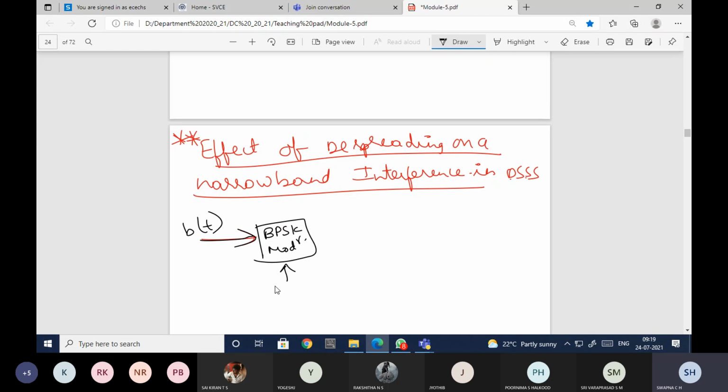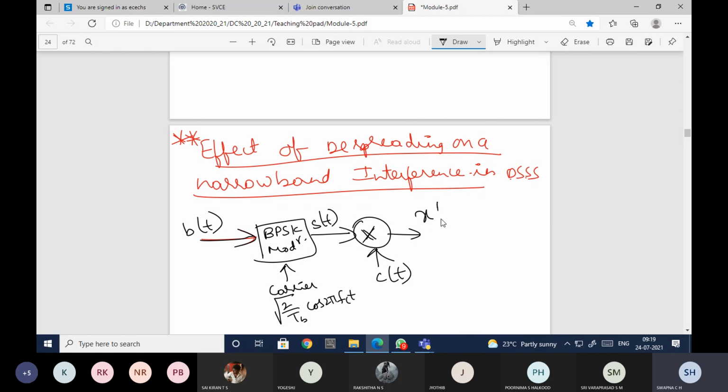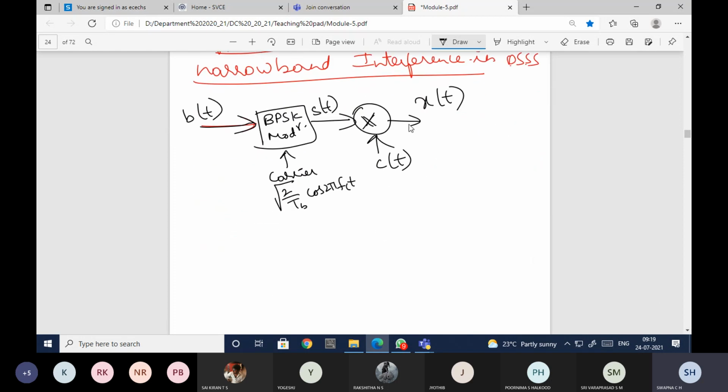Then the local carrier is given here. Carrier is nothing but root 2 by TB cos 2 pi FCT. That is given to the product modulator. BPSK is nothing but the product modulator. Then whatever output I am getting here, I give to the multiplier, where C of t will get multiplied with S of t. Then I'll get the output, which is nothing but X of t. So this is transmitted.